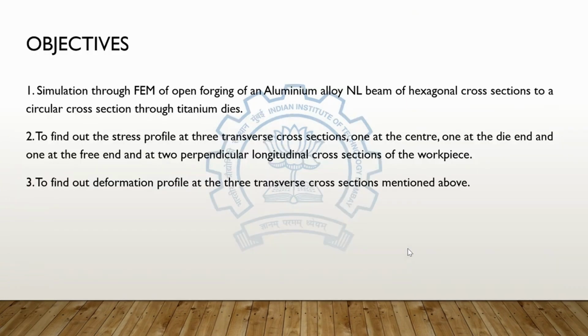Our objectives behind doing this project were to simulate open forging of an aluminum alloy beam which has a hexagonal cross section. We were going to forge it into a workpiece having a circular cross section using titanium dies. Our second objective was to find out the stress profile at three distinct cross sections of the workpiece, one at the center, one at the end of the die, and one at the free end, at the perpendicular longitudinal cross sections of the workpiece. Our third objective was to find out the deformation profile at the three cross sections mentioned above.